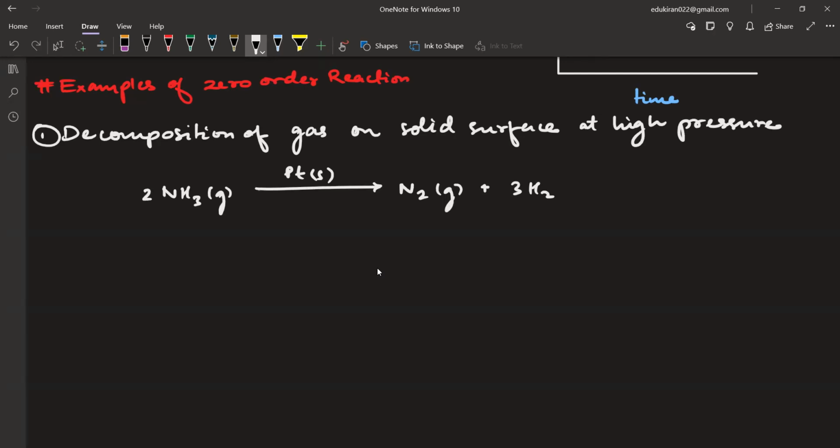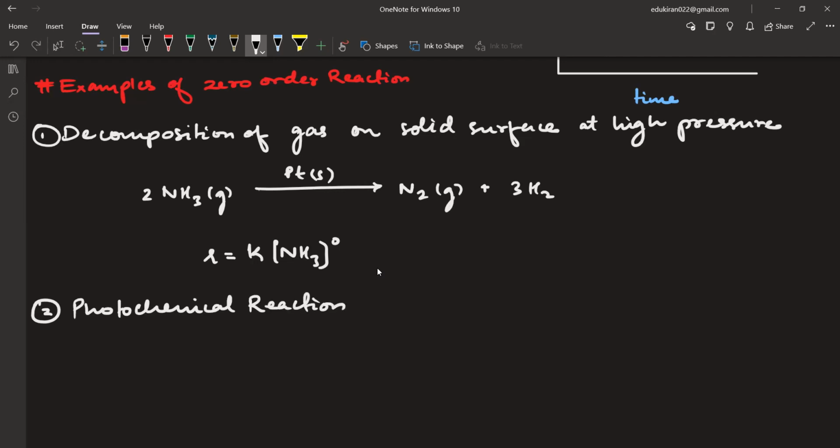Now here, the rate is equal to what? K into the concentration of NH3 to the power 0, zero order reaction. That is why it will be 0. Second is any photochemical reaction. Now see, in this decomposition of gas on solid surface, it is controlled by the pressure.